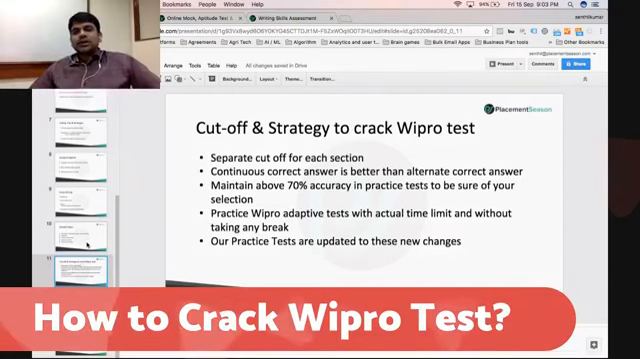So in all the practice tests, try to maintain above 70% accuracy so that you can be sure of your selection. And the next is to practice our adaptive tests within the time limit. We have tests with sectional time limits, so practice with that time limit. All our practice tests are updated with all these changes. We have got very good feedback from the students, and they have shared lots of questions that they attempted, and we have updated all our tests with those changes.